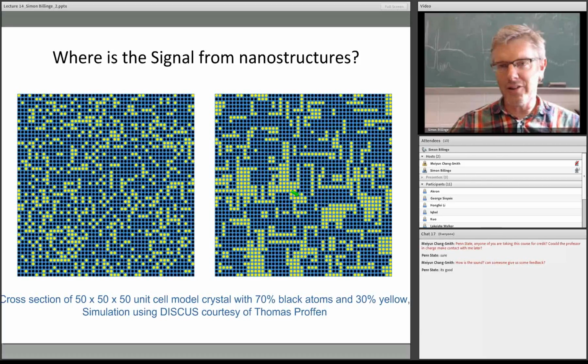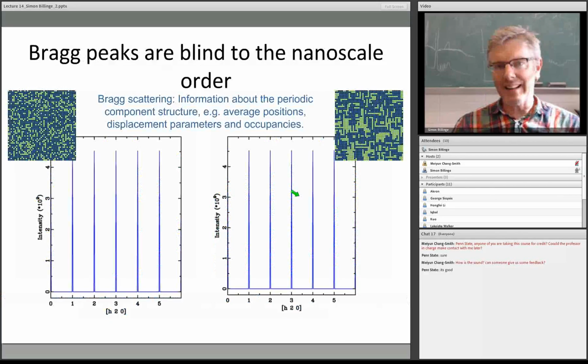Let's take a look at what the neutron powder diffraction pattern would look like from them. And it looks like this. You have these lovely Bragg peaks, which are coming from the crystal structure, but if you look at the pattern on the left and the pattern on the right, they're identical. So there's basically no information in the Bragg scattering to tell you about whether the yellow atoms are short-range ordered or not.